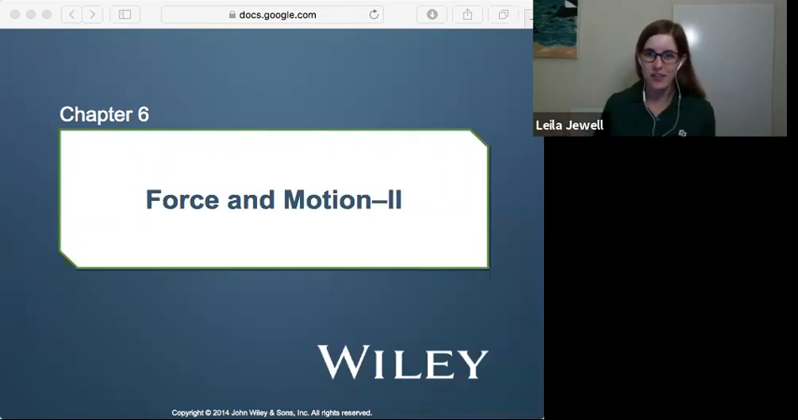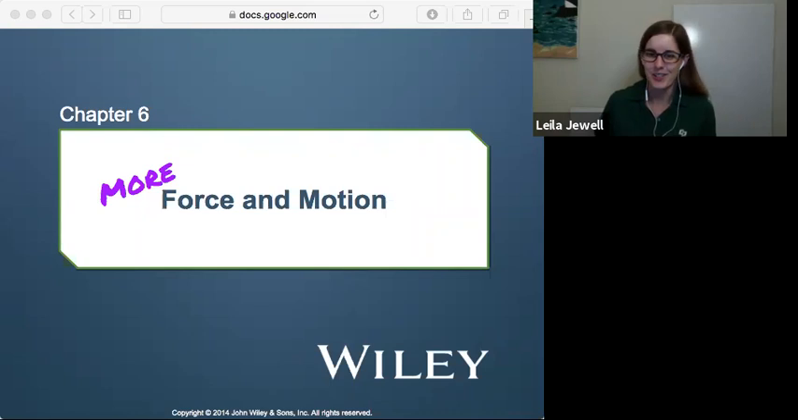Chapter 6, Force and Motion, Part 2. Or, the way I like to put it is that it's just more force and motion. So Chapter 6 is really just a continuation of Chapter 5. They probably could have made them a single chapter, except then it would be a super long chapter, so they split it off into two separate ones. So we'll take a look at some other forces and some other considerations we can take in the context of Newton's laws that we saw in Chapter 5.